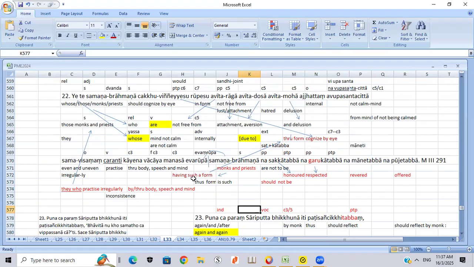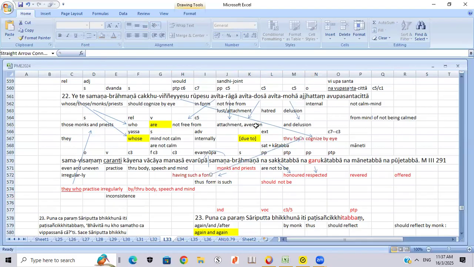So this one is a repetition of something to do with this here. So probably we can use this through form, through having such a form, maybe somewhere around here. This part. Through having such a form cognized by the eye. That is what I see. Other than that, I cannot justify. I can tell you, this is what I think.